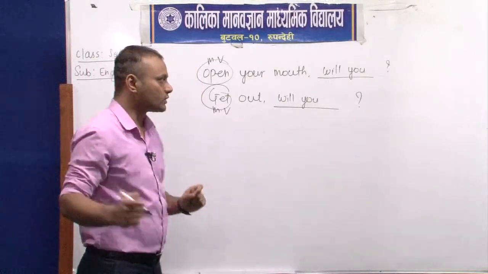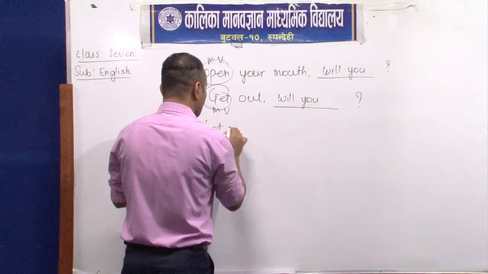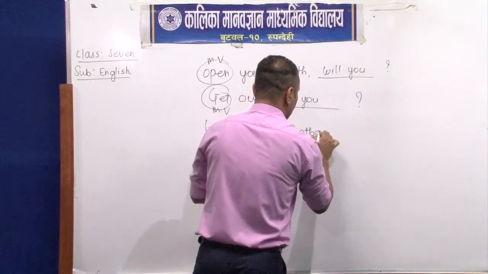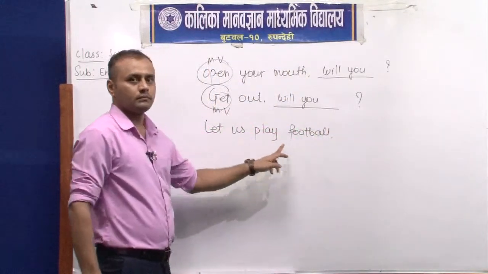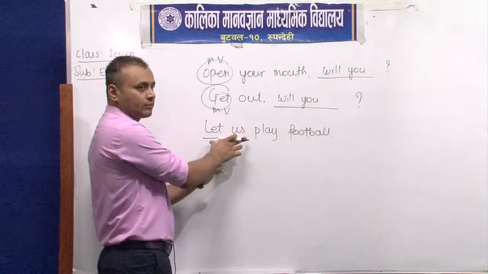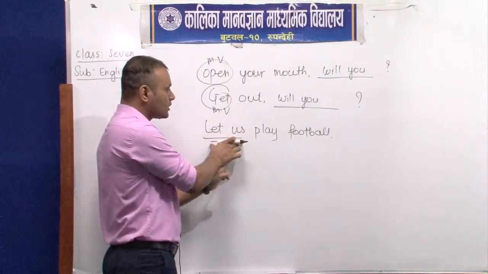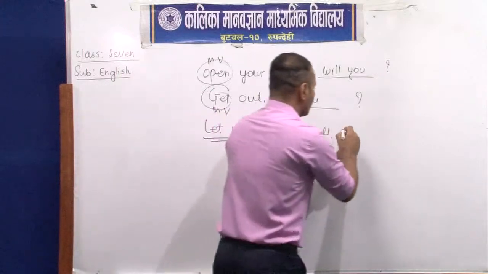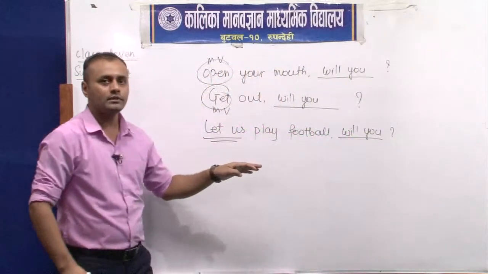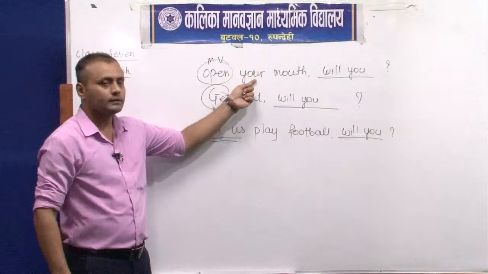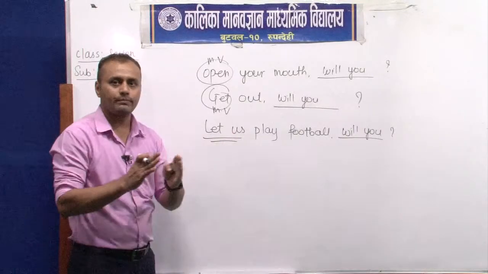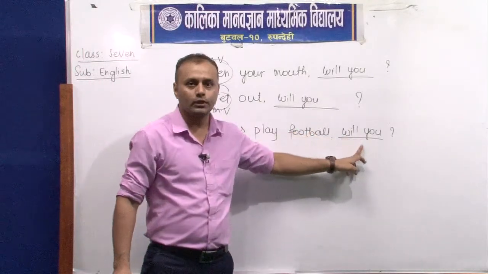Similarly, there is one more condition to use will you, and that is, let us play football. Let us, all of you concentrate here, let us play football, okay. They are separate, let and us are separate, let us play football. In such a case also we use will you. Remember, okay. That means, now you can generalize the formula. If there are imperative sentences, or if there is let and then us separately, at that time your tag becomes will you.